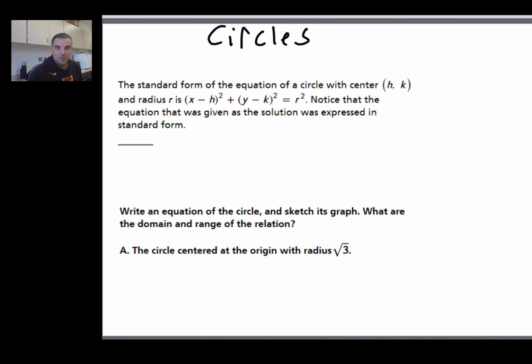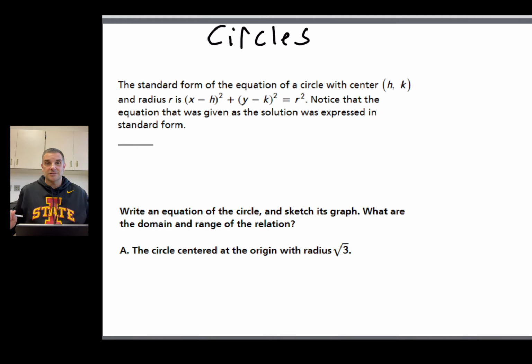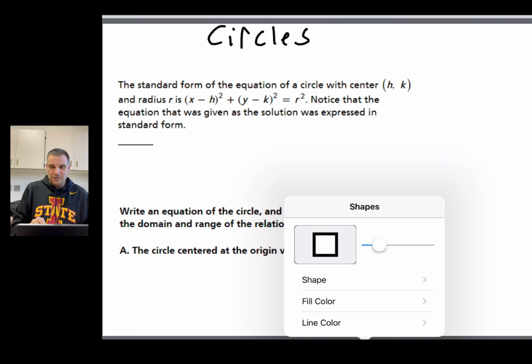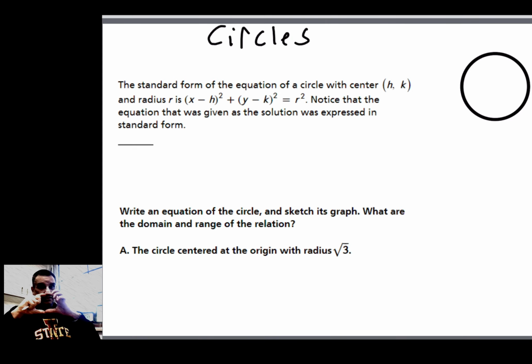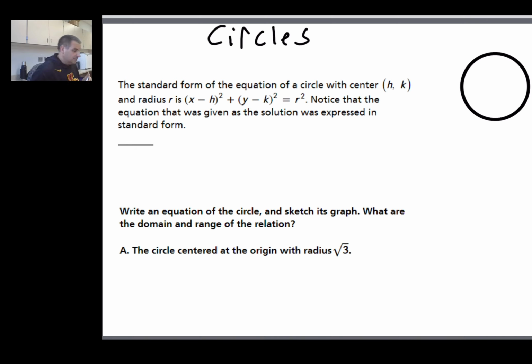Anyway, hey, we're doing circles in this lesson. I don't know when you're watching it. Maybe you're not. But we're doing circles in this lesson. You all know what circles look like, at least I hope so. We'll draw a circle here real quick. Make sure you know what circles look like. Believe it or not, that's a circle. Okay? That's what circles look like.